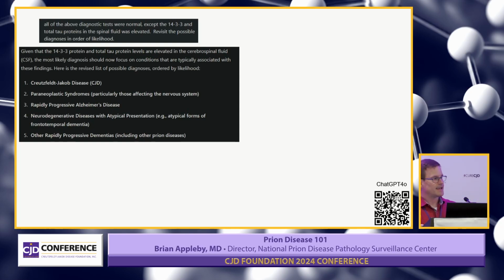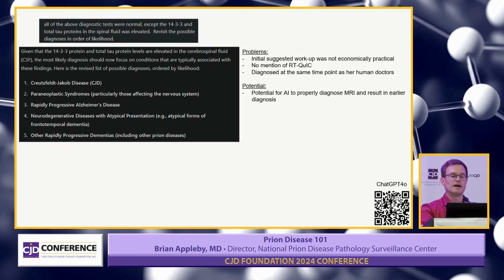So even AI needs a certain amount of information. In our field, we often say the most helpful tool in diagnosis is time, because you need to have the evolution of the symptoms. Now, there's a couple really concerning things. One is the initial diagnostic workup they suggested would have bankrupted Medicare if we did it for everyone. And they did not mention RT-QuIC. Now, I've done this a couple of times, and I keep telling ChatGPT about RT-QuIC, but it's not listening. So if everyone does that here, maybe we can get it to listen. And it's, again, diagnosed at the same time point as the human doctors.